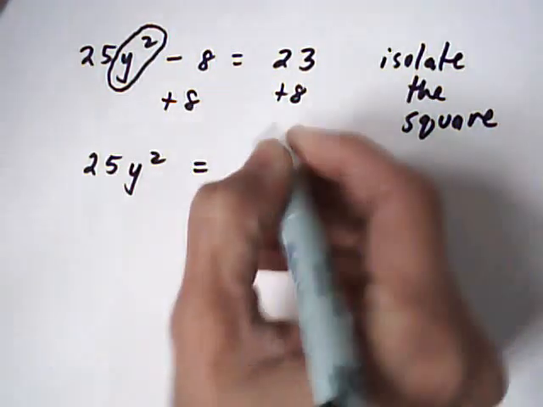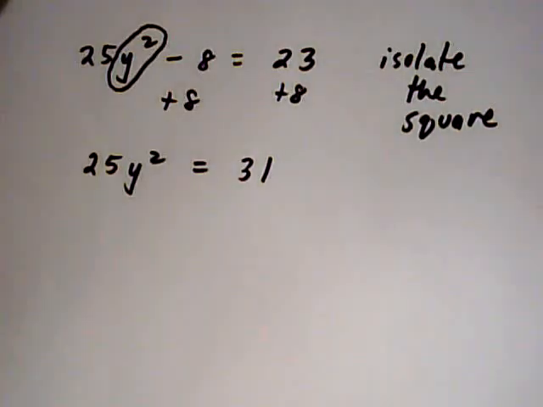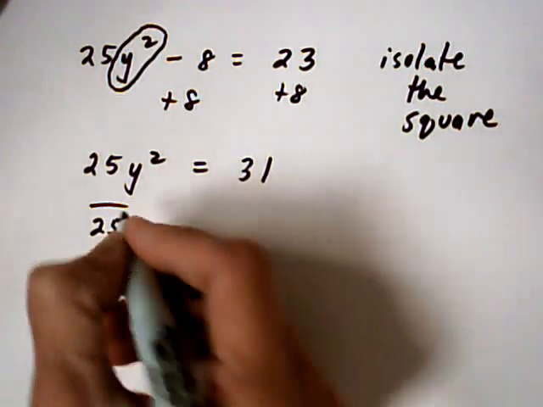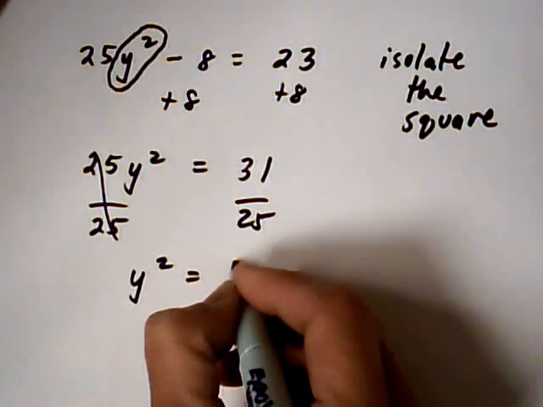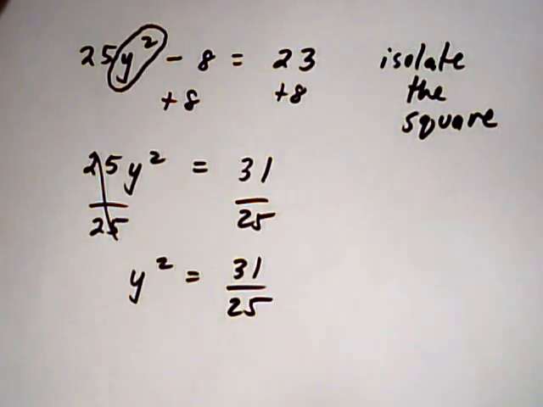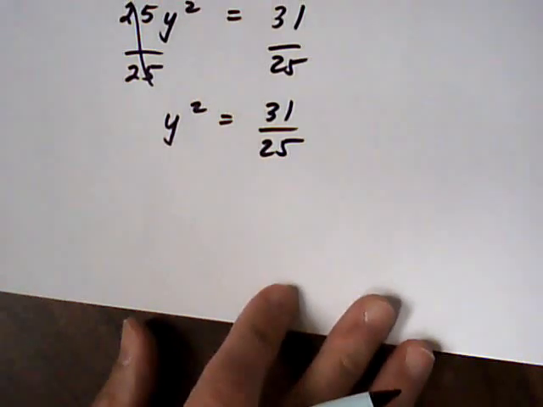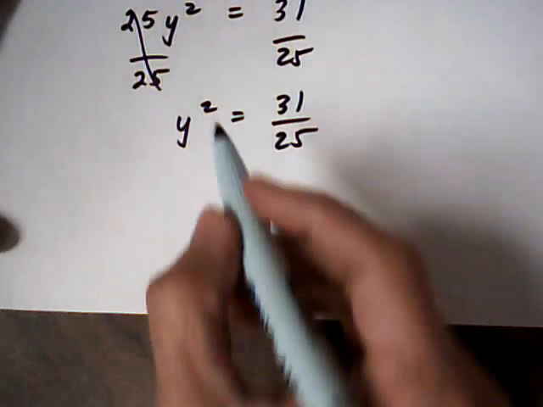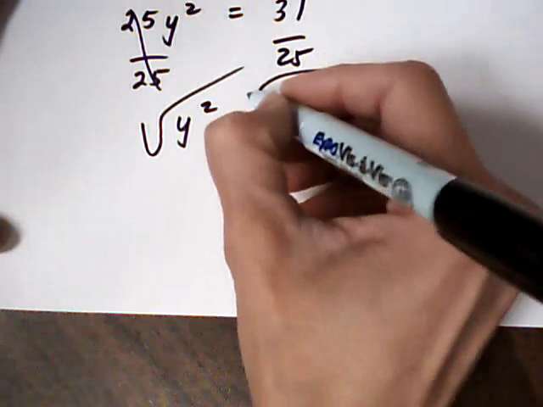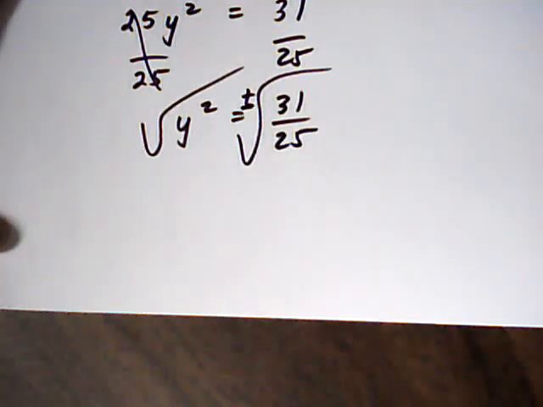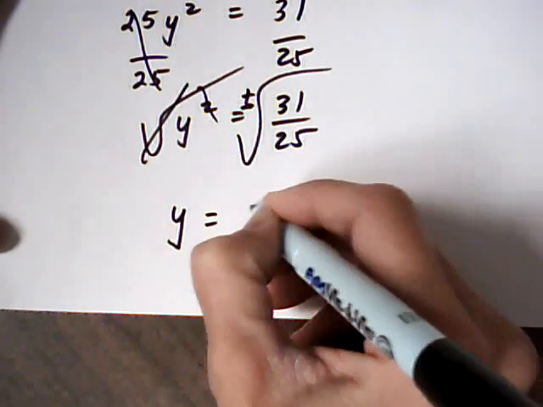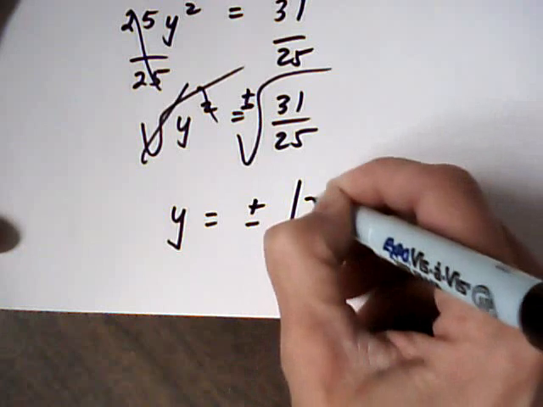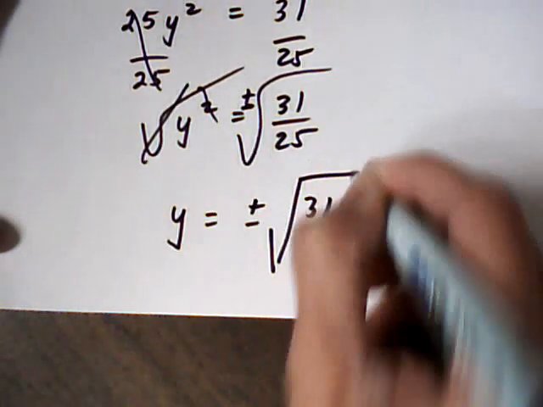25y squared is equal to 31. Divide off the 25 that we don't want next to the y squared. Y squared equals 31 over 25. Now we have an isolated square. Once you have an isolated square, you can square root both sides. Throw in the plus minus to make sure you're taking into account all possible solutions. And we get y equals plus or minus the root of 31 over 25.